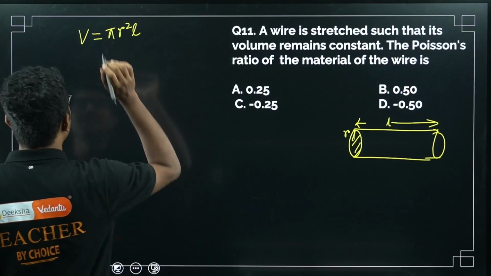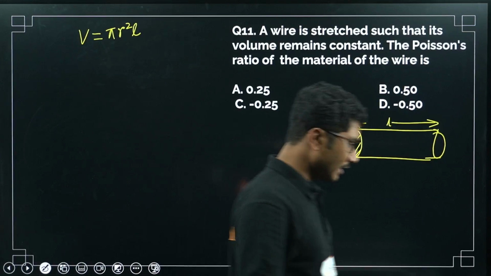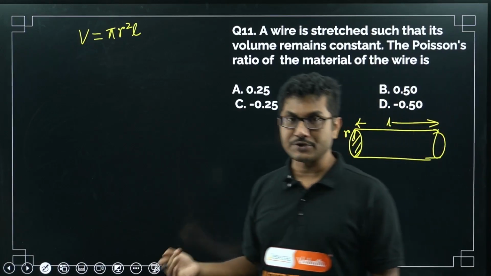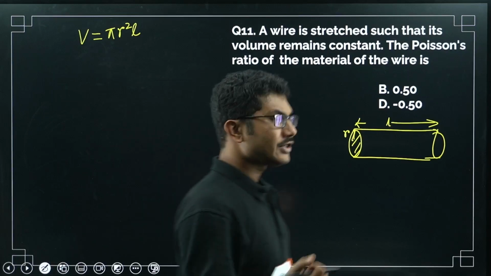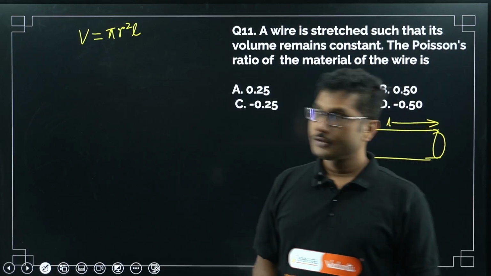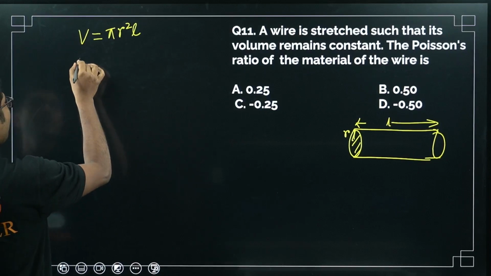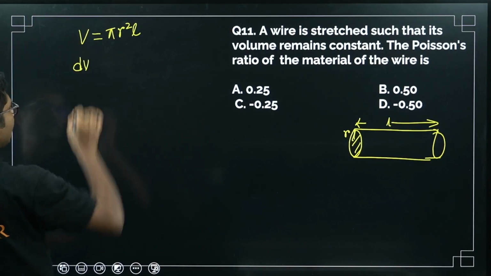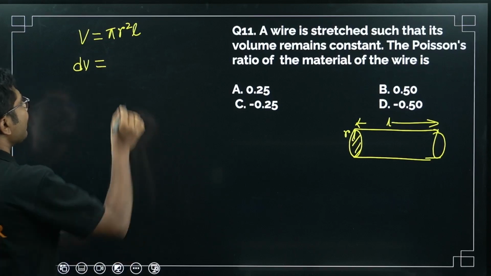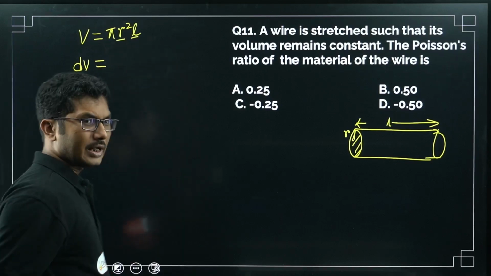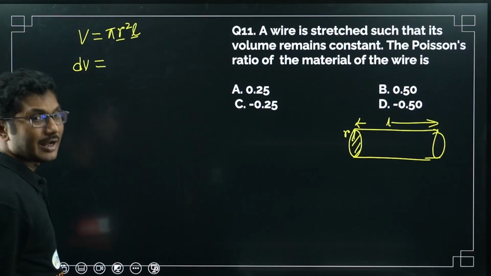Now volume remains constant. What is the meaning of a constant in terms of differentiation? If it is a constant, then its differentiation is 0. So if you differentiate this volume, you will get 0. We will do dV, like you do dx. Now here we have two variables: on our left hand side we have one variable, on our right hand side we have two variables.